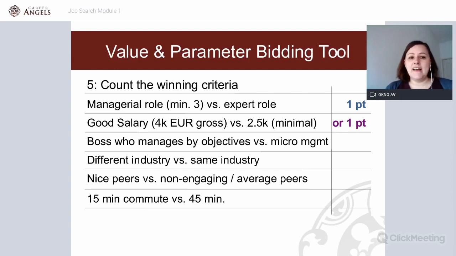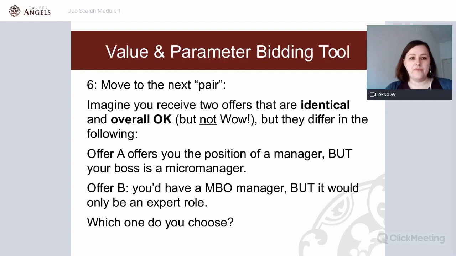And then either you say, no, being a manager is more important than the money, or you say, no, 4,000 is better than 2,500. So you give a point to the option that you choose. And then you go back and move to the next pair. Offer A offers you the position of a manager, but your boss is a micromanager. Offer B, you would have a manager who manages by objectives, but it would only be an expert role. Which one do you choose?